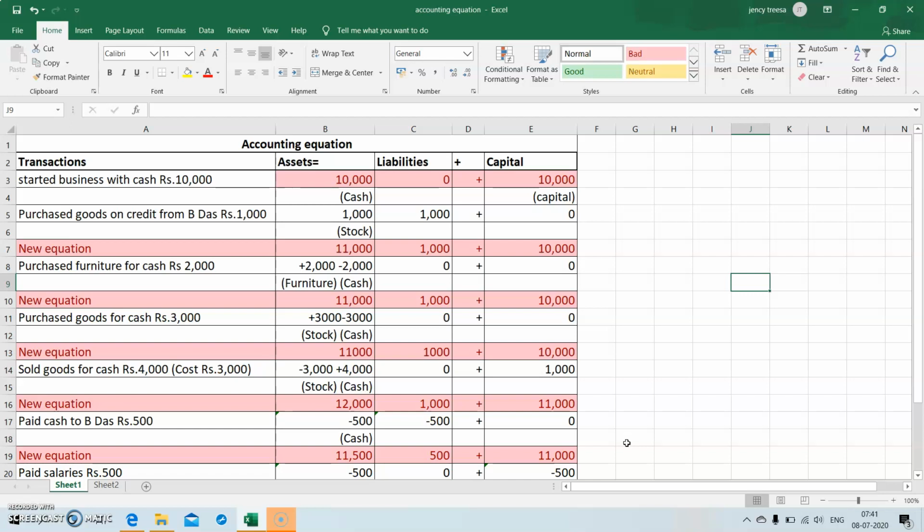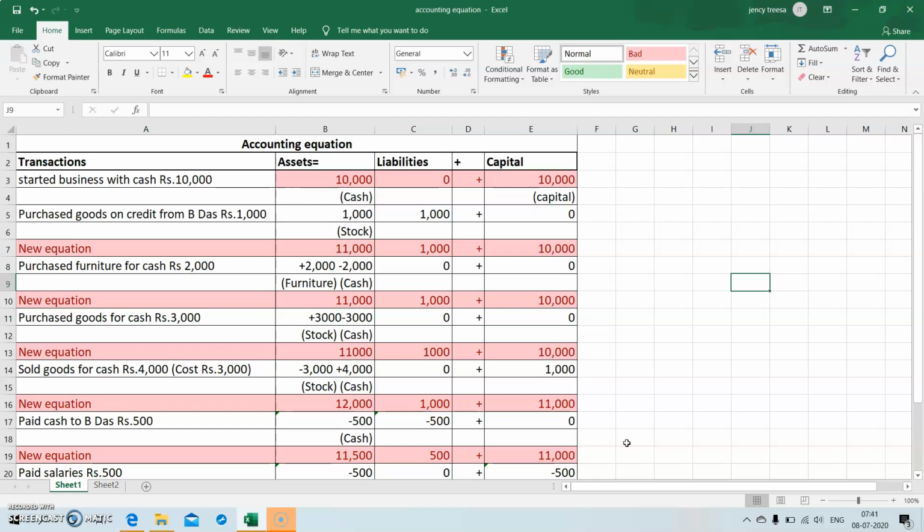It has affected only the asset side. So it is 0 and liabilities plus capital is also 0. So see, the accounting equation is satisfied. 0 is equal to 0. Now, the new equation is the previous new equation plus this transaction's effects. So 11,000 was the previous new equation, and 11,000 plus 0 is 11,000. And of course, there are no changes to liabilities and capital.